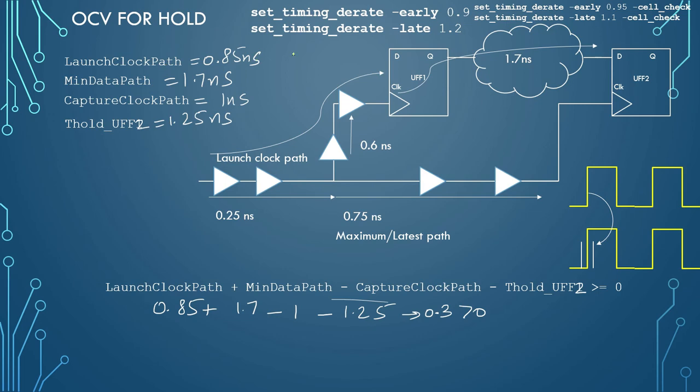Now let's assume that these derates are applied. So these derates will be applied on these values, and the new values will be something like this. 0.85 will be derated by 0.9, so it will become 0.765. And let's say you have derated the min data path by 0.9, so it will also be multiplied with 0.9, and it will become 1.53 nanoseconds. And then the capture clock path will be derated by the early derate, sorry, the late derate, because it is on the max, latest path. So that will be a derate of 1.2, so it will become 1.2 nanoseconds.